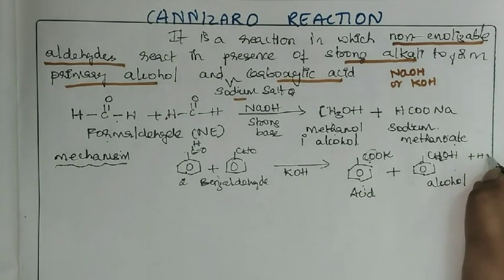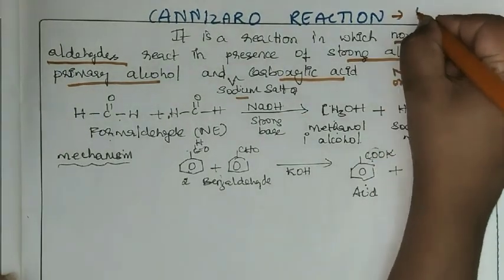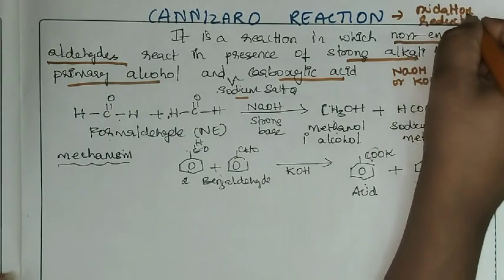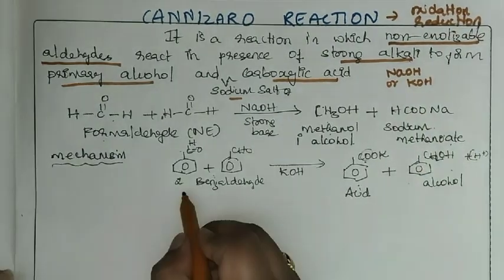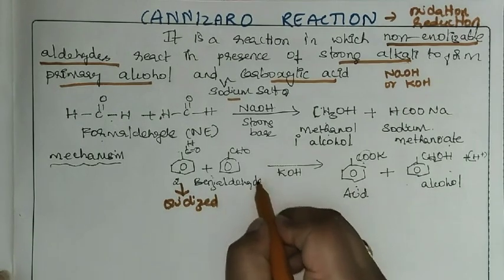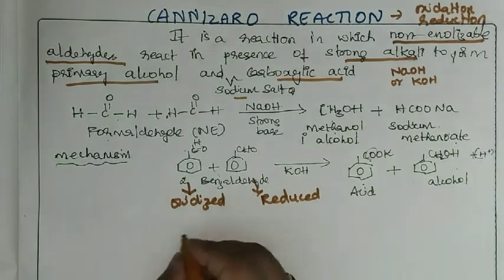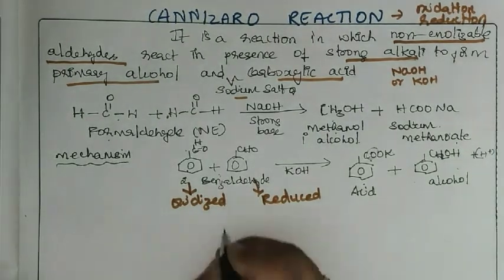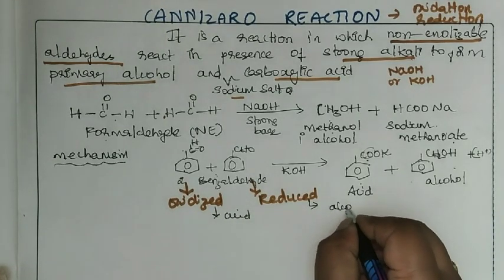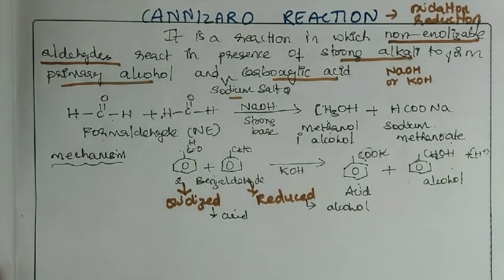Here hydrogens are added. So the Cannizzaro reaction is also called an oxidation-reduction reaction. One molecule is oxidized to acid and another molecule is reduced to alcohol. So this is the Cannizzaro reaction, and let's see the mechanism.